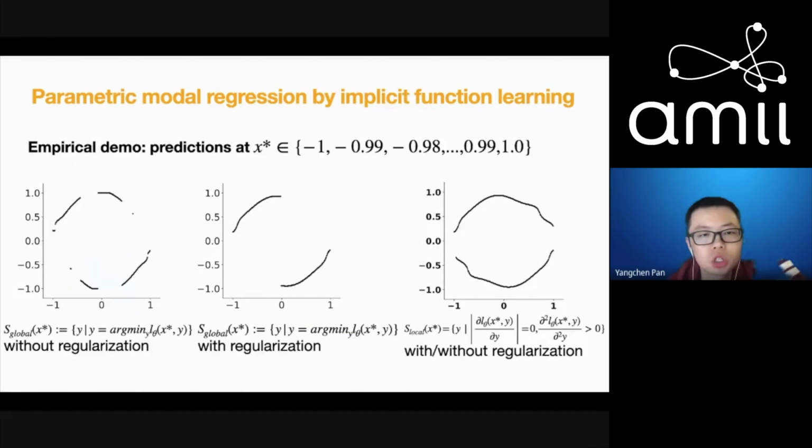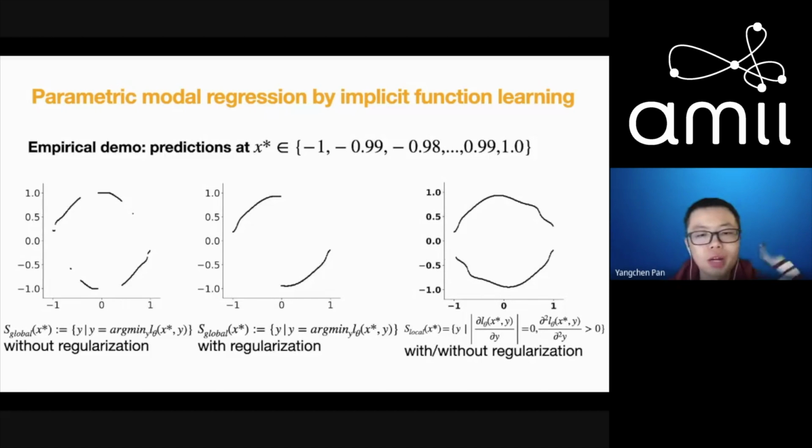I further visualize the prediction on this data set. I visualize the predictions of evenly spaced points from -1 to 1. The left-hand side figure shows the prediction of the highest likelihood mode without using regularization. We can see that when x is greater than 0, we get incorrect predictions in the sense that it also returns some low likelihood modes. But with the regularization, as shown in the middle figure, when x is greater than 0, we get all correct predictions on the negative part. And when x is less than 0, we get correct predictions on the positive part. So this shows the utility of the regularization.